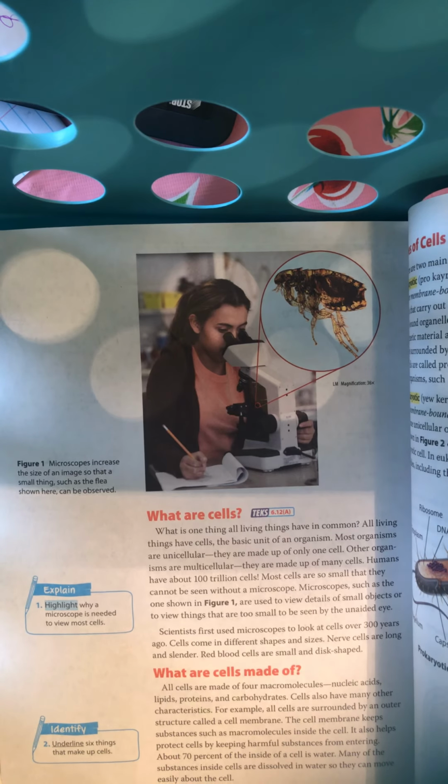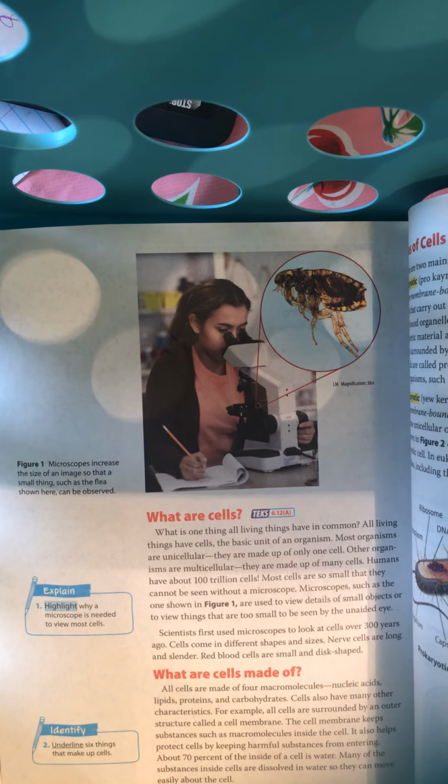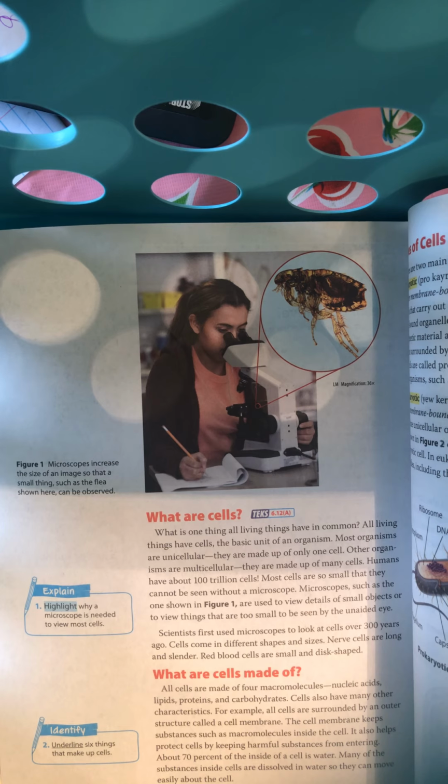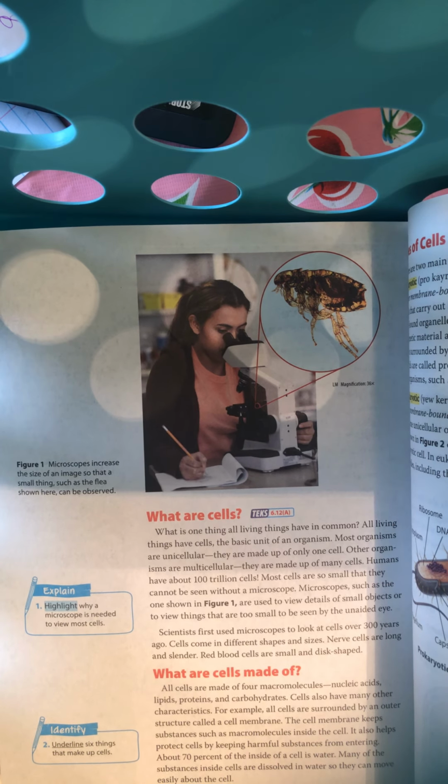What are cells? What is one thing all living things have in common? All living things have cells, the basic unit of an organism. Most organisms are unicellular. They're made of only one cell. Other organisms are multicellular. They're made up of many cells. Humans have about 100 trillion cells. Most cells are so small that they cannot be seen without a microscope.